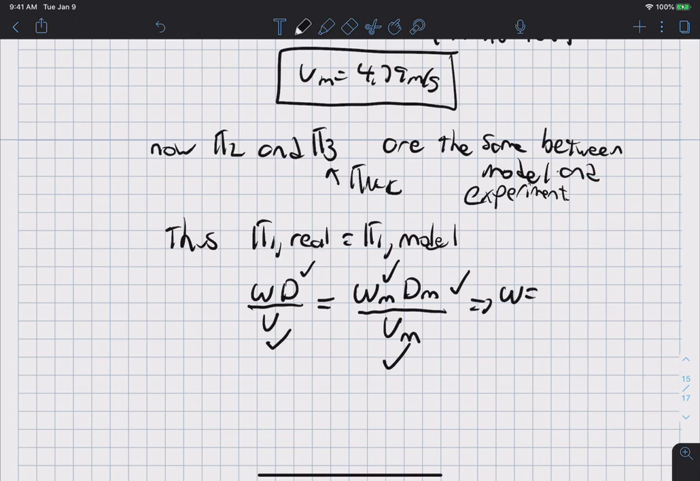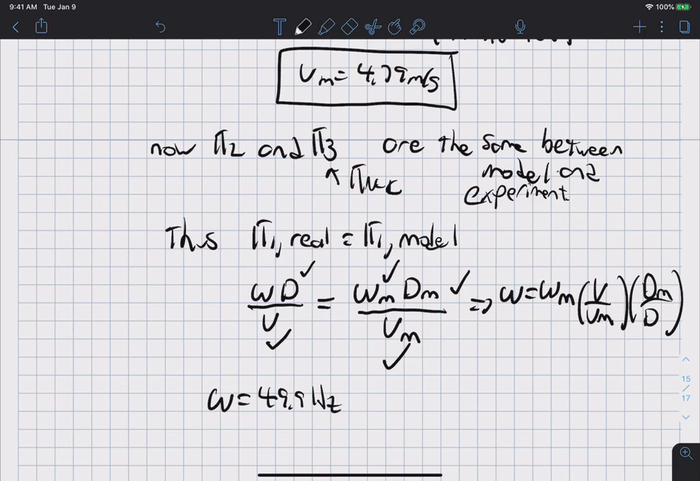And omega equals omega that you measured in the experiment in the water tunnel times v over vm times dm over d. And if we stick in the numbers, omega equals 49.9 hertz, which is what was measured in the water tunnel, times 13.9 meters per second divided by 49.9 meters per second. It's not 49.9, it's 4.79.